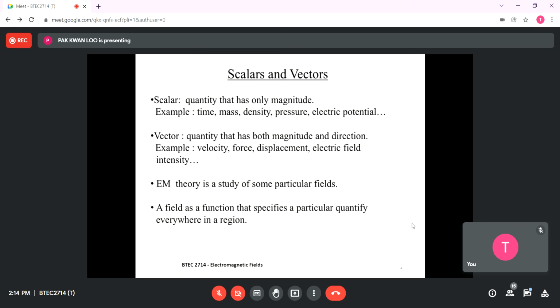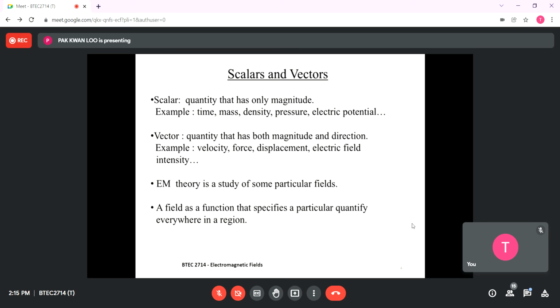I'm not talking about velocity, I'm talking about speed. Speed does not have direction. Examples of vector quantities are velocity, force, displacement, and electric field. These are examples of vector quantity.